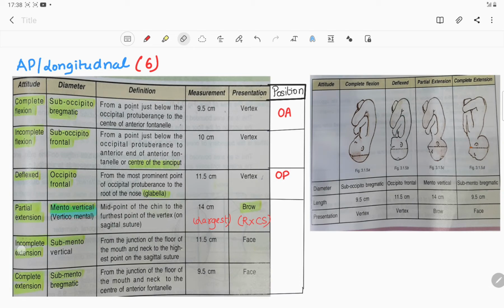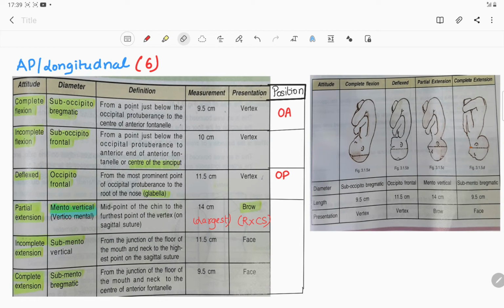And then incomplete extension, the engaging diameter will be submento-vertical, meaning it extends from the junction of the floor of the mouth and neck to the highest point on the sagittal suture, measuring 11.5 centimeter with the face presentation. In complete extension attitude, the engaging diameter will be submento-bregmatic. It extends from the junction of the floor of the mouth and neck to the center of the anterior fontanelle, measuring about 9.5 centimeter with the face presentation.